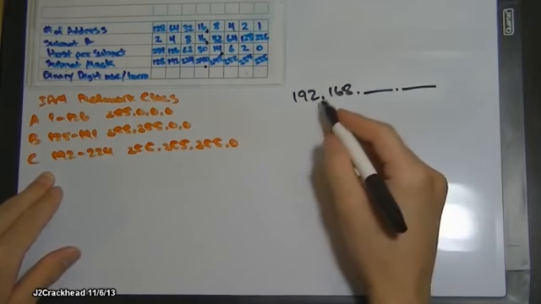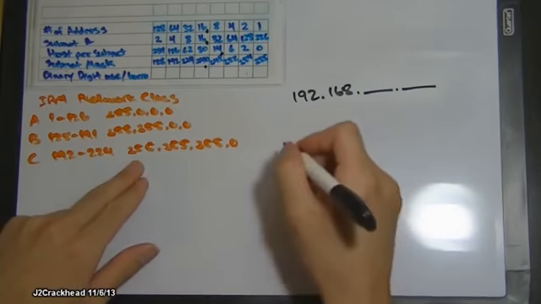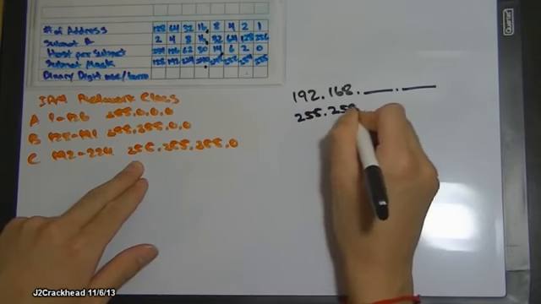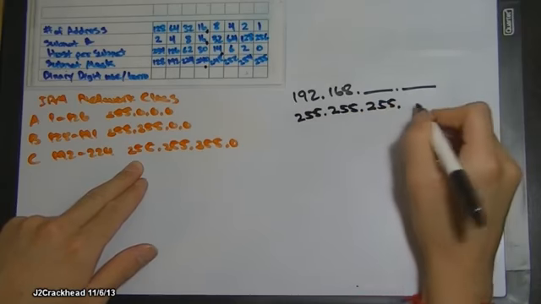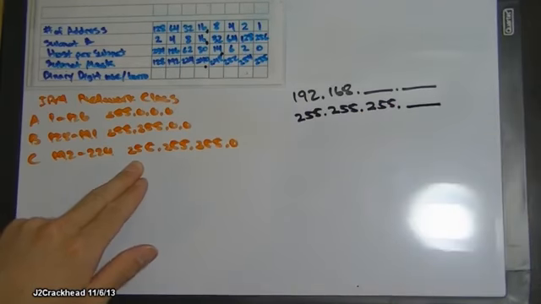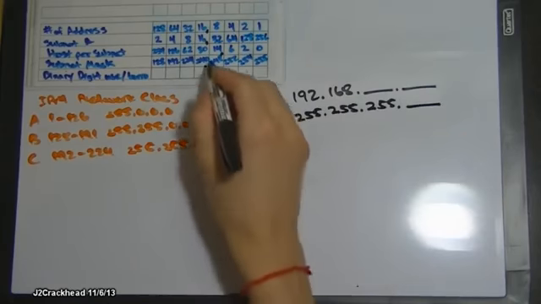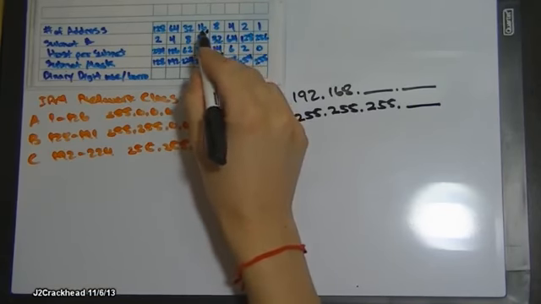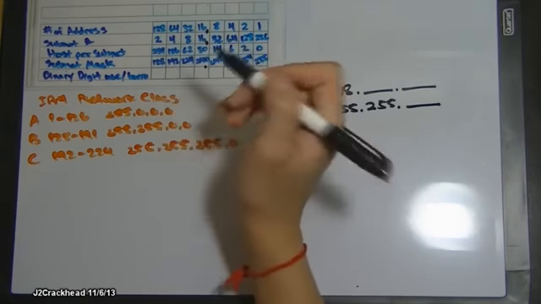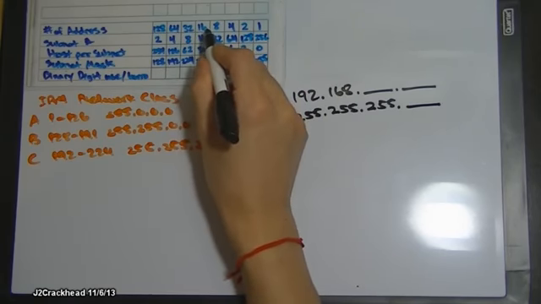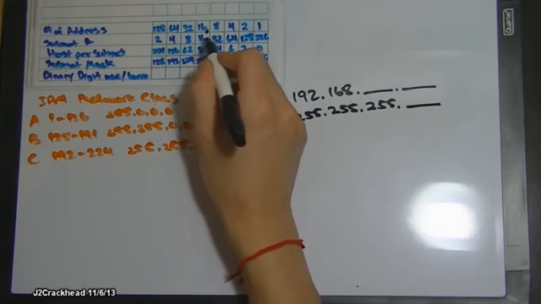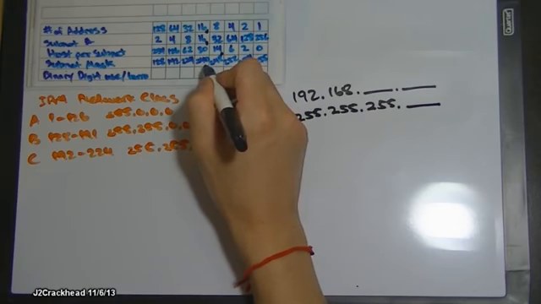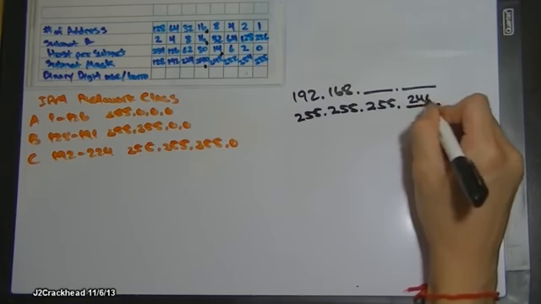Since I picked a number from class C, I will be using the subnet mask 255.255.255. To get the last number, you use the chart that I made earlier. First I look at how many subnets I'm going to be using. I'm just going to pick 16, which gives me 16 subnet numbers, 14 hosts, and 240 for the subnet mask. So 240 will go right here.